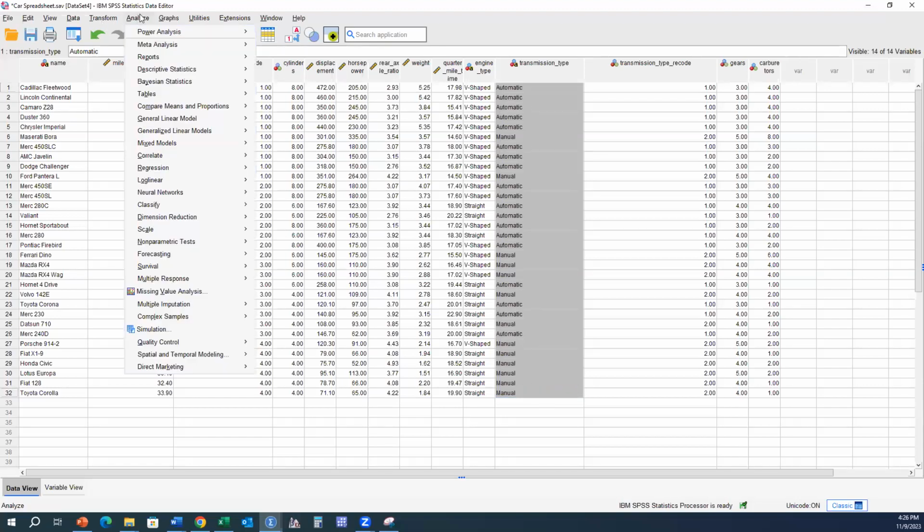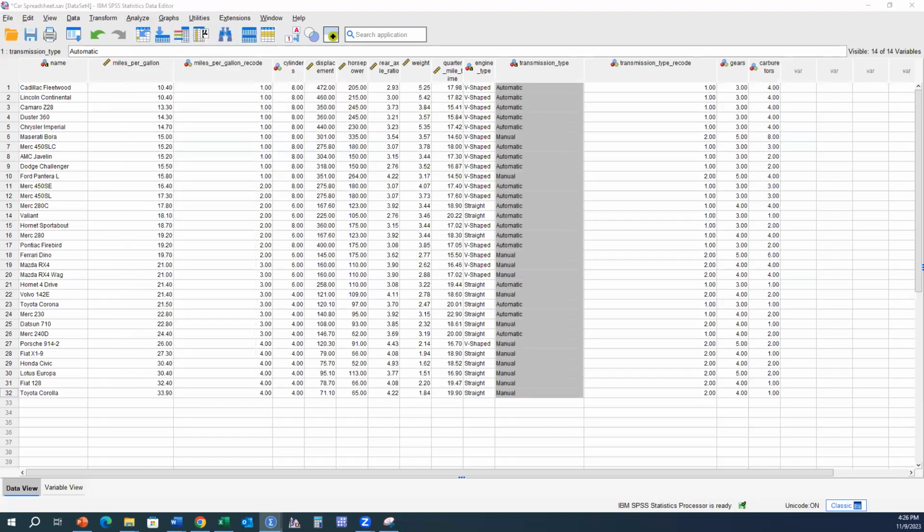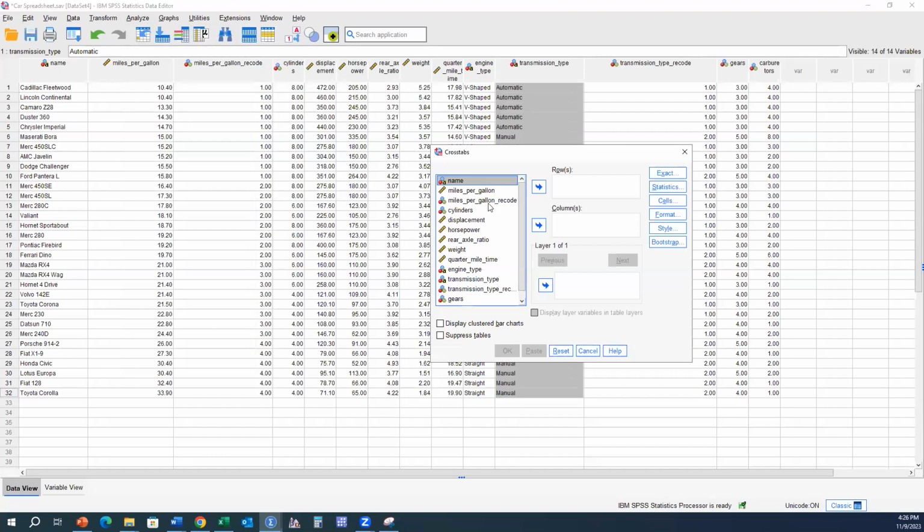On a chi-square, we'll go to analyze, descriptive and crosstabs. There's actually a couple different ways to run this. In SPSS, this is the method I tend to use. And then you'll put in engine type and transmission type. And you need to go to statistics right here.